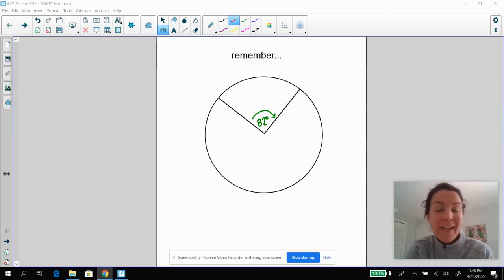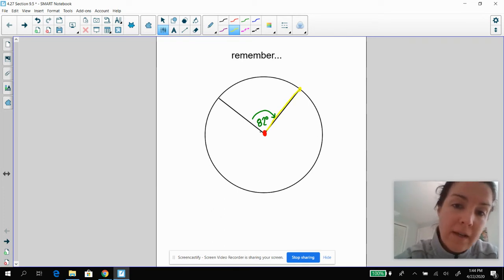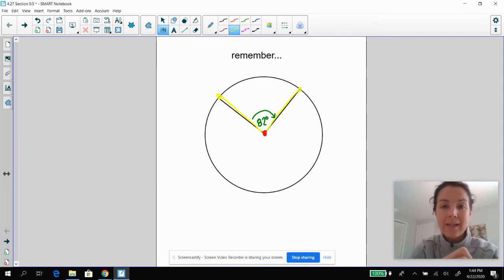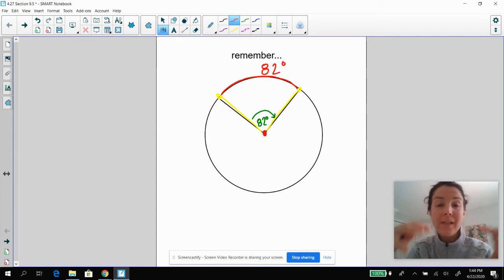Hi, everybody. So to kick this off, I wanted to just throw it back a little bit to what we talked about in the previous section. So we talked about central angles, and central angles are angles whose vertices are in the center of a circle. So I see that my central angle is 82 degrees. So if I took the sides of the angle and saw where they intercepted the arc, I would see that I have a nice little arc here that is also 82 degrees. So the central angle and the intercepted arc are congruent to each other.